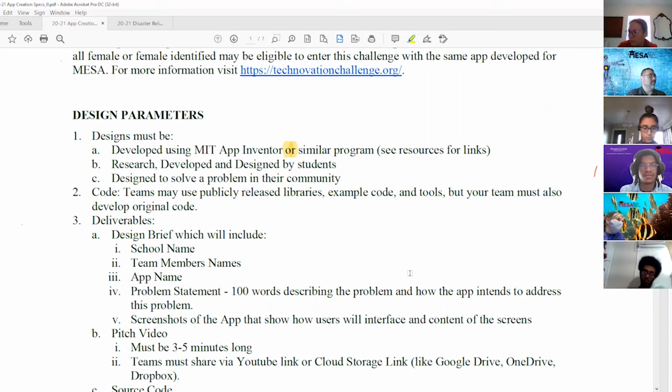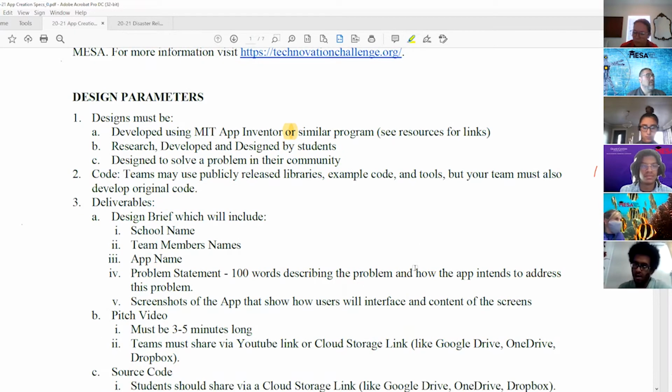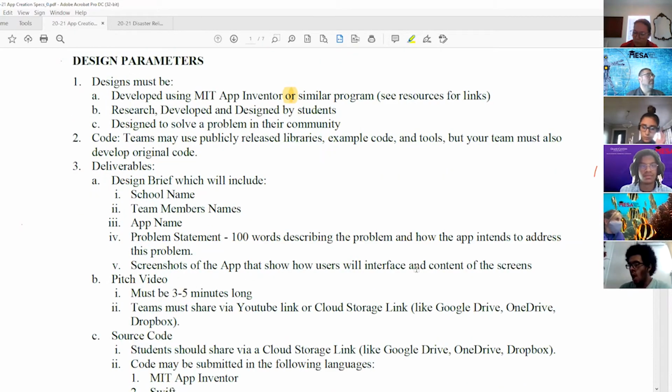You'll want to have a problem statement in your design brief, right? Problem statement is 100 words that describes the problem. What is the problem you're solving? And then how your app is going to address it, right? It's really short. If people can read it, they know what you're doing and why you're doing it, right? And then anything else you share with them, they use that as a reference. Everything should be connected to that problem statement.